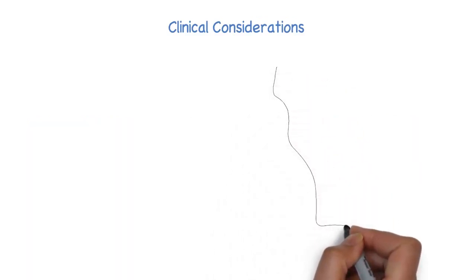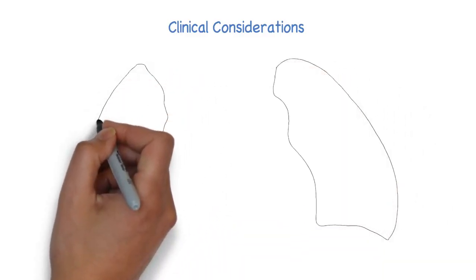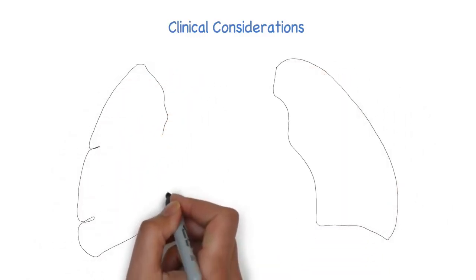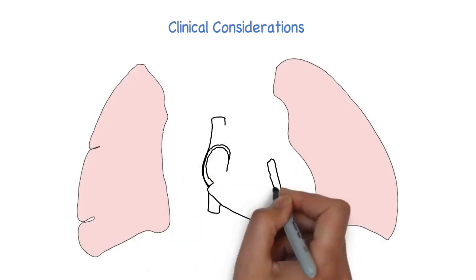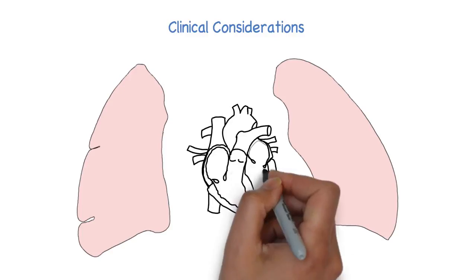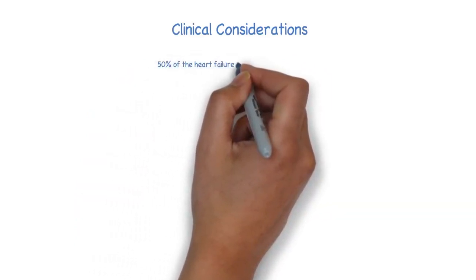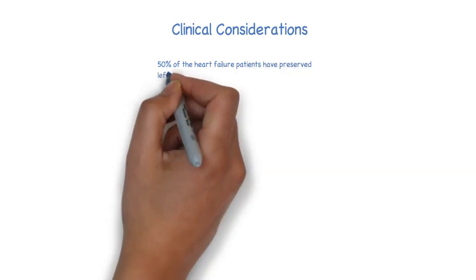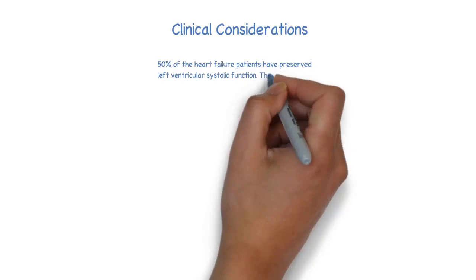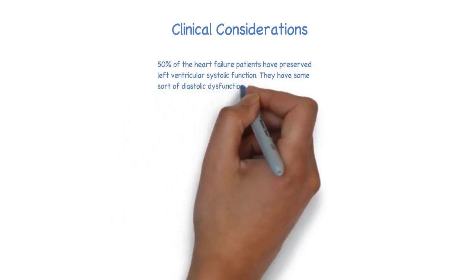Also keep in mind that mostly the right heart fails secondary to left heart failure. This happens when left heart failure causes elevated pulmonary pressure and fluid accumulation in the lungs. This elevated venous pressure causes increased afterload on the right heart. Long-term increased afterload on the right heart results in right heart failure. 50% of the patients with heart failure have preserved left ventricular systolic function, while they have some sort of diastolic dysfunction going on. So about half of the patients have diastolic dysfunction.